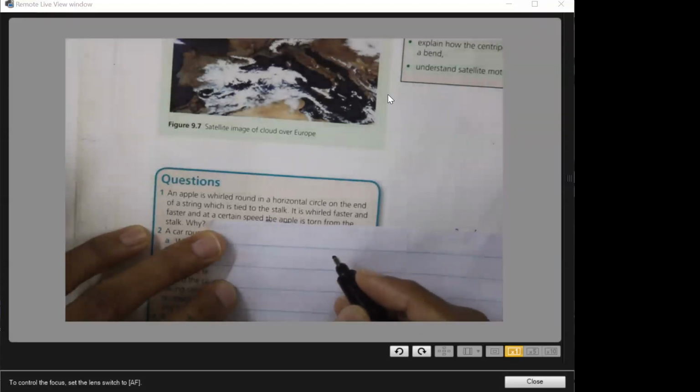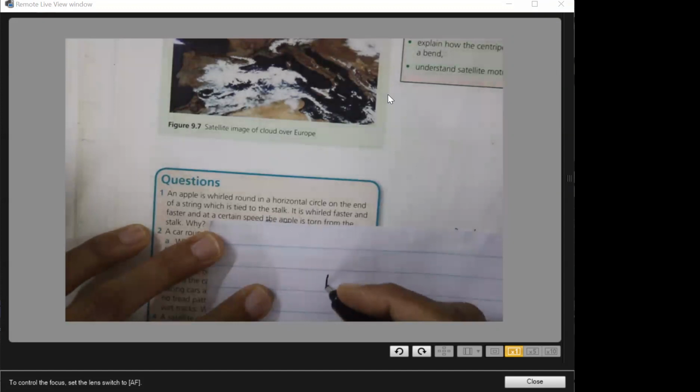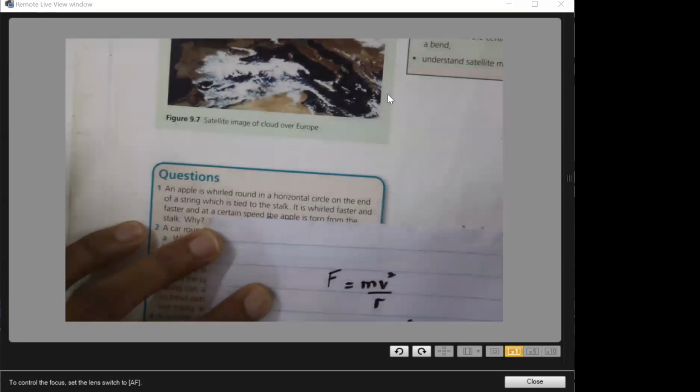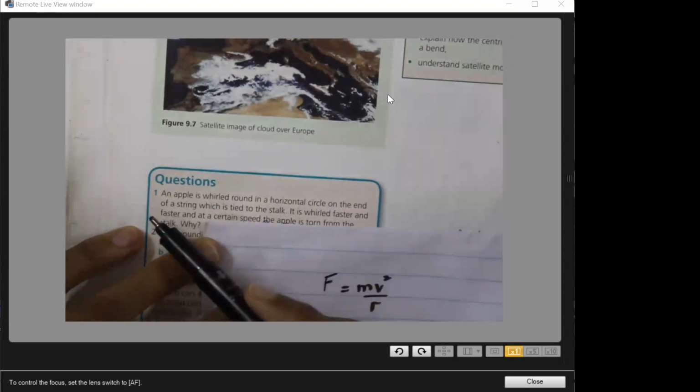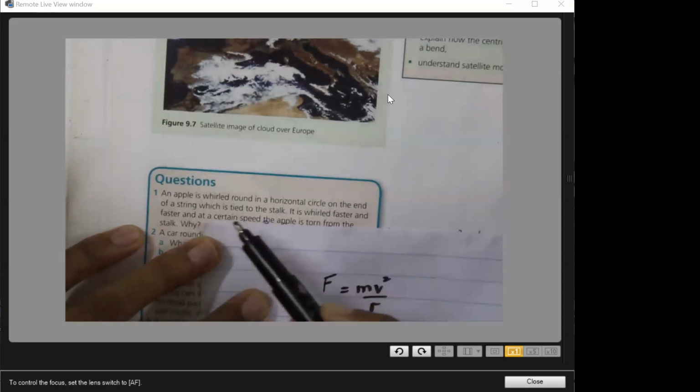Okay, basically, more mass, more centripetal force is needed. So here the velocity was greater, and that's why it got torn away. When they're saying whirling faster and faster, at a certain speed, that means the velocity is increasing. And remember, I told you velocity has a great impact on the centripetal force, because each time you increase it, it's getting squared. So centripetal force is increasing tremendously, so much so that there is a lot of tension on the stalk, and eventually the stalk breaks.